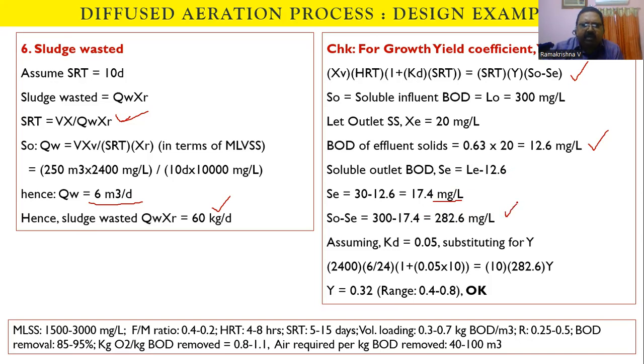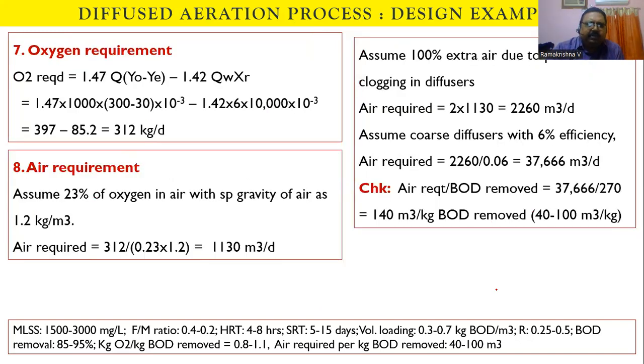So now the KD value we have to assume. This is a rate constant. The rate constant we can assume as 0.05 as per the standard data, and calculate the value of Y, which is 0.32. The range is 0.4 to 0.8, so very close to the range. All these checkpoints are helpful to understand whether the assumed values are underrated or overrated or within the range.